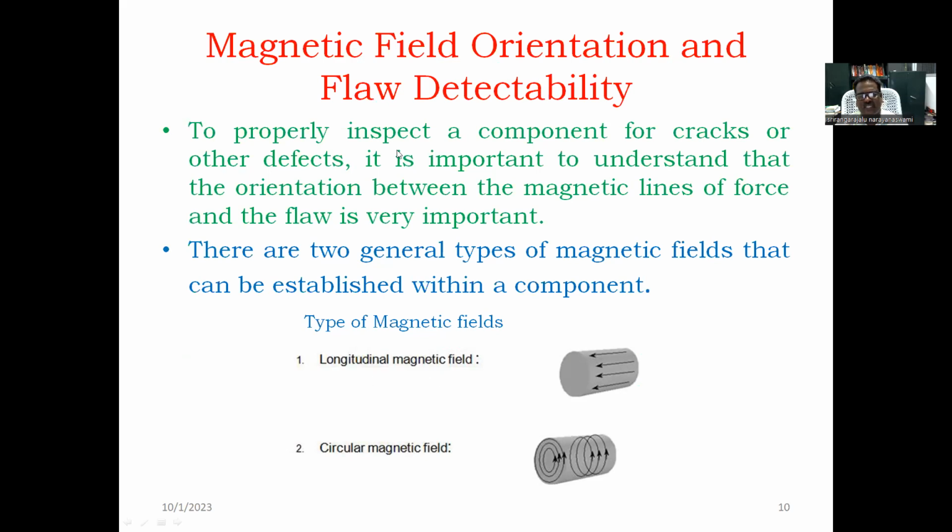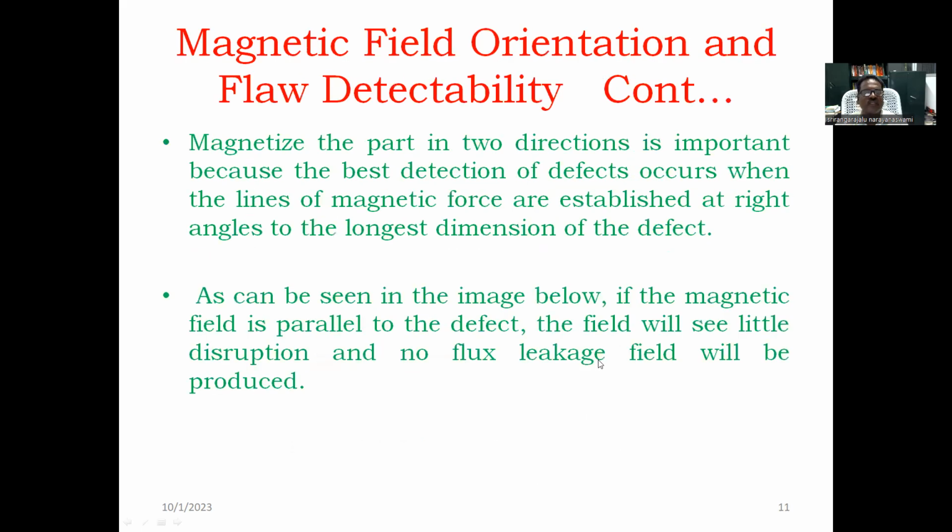The property to inspect a component for cracks or other defects. It is important to understand that the orientation between the magnetic lines of force and the flaw is very important. There are two general types of magnetic fields that can be established within a component: a longitudinal magnetic field and a circular magnetic field. Here they will have a circular, here they will have a longitudinal.